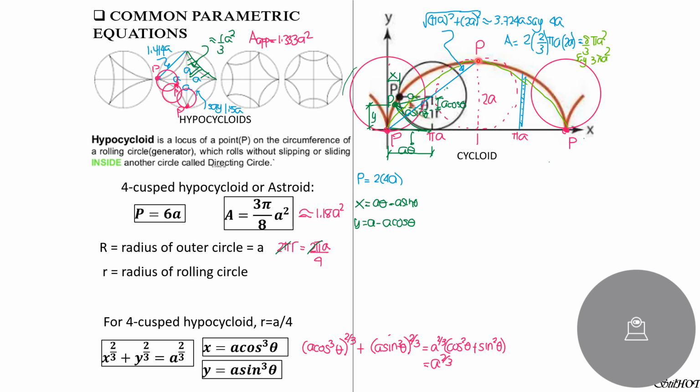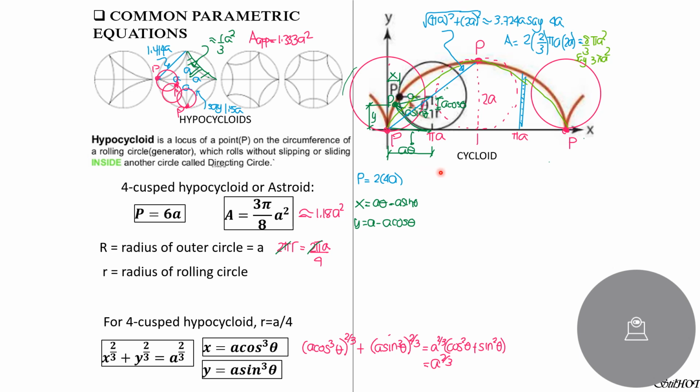P will be above, and this is pi a, the distance from here to here, which is half the circumference of this rolling circle. That's pi a, because the radius is a. After one complete revolution, this P goes back to the bottom point, and so on and so forth. It continues to roll there.